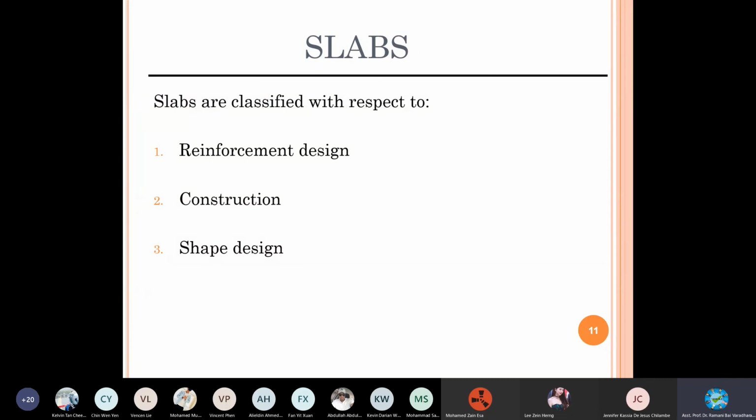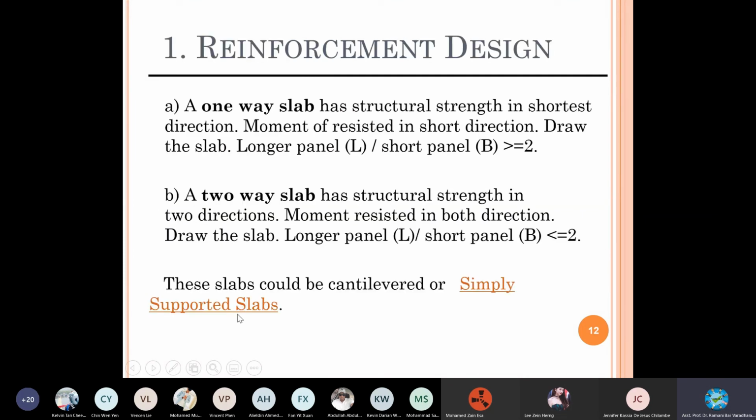Reinforcement design. Slabs are classified, as I just told you, with reinforcement or without reinforcement, right? So number one is reinforcement design, then construction, and shape design. Based on these three categories, you can classify them. Based on the reinforcement, there is the one-way slab.